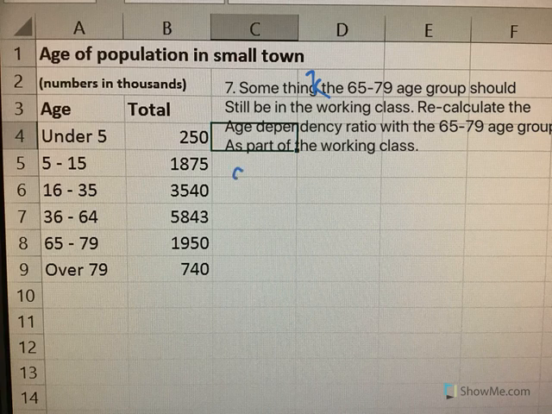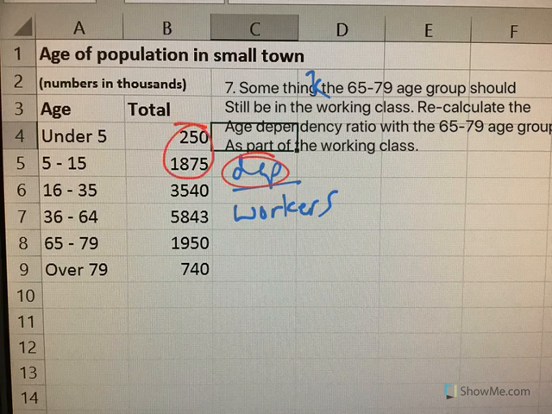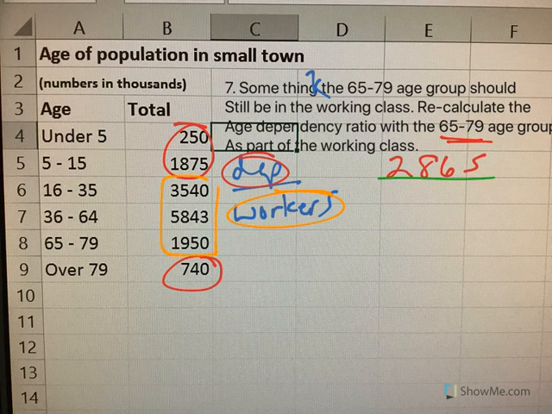Okay, so first thing, we want the dependents on top and the workers on the bottom. So I'm going to make dependents red. We know that the children are dependent, but the 65 to 79-year-olds are now workers. So that makes the 740. So I can add those 3 together and get 2865. And then I'll make the workers orange. The workers now include our normal 15 to 64, but also then the 65 to 79, which bumps my working class up to 11,333. This gives me a new age dependency ratio of 0.253.